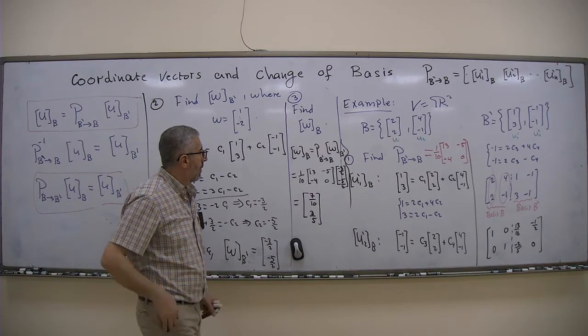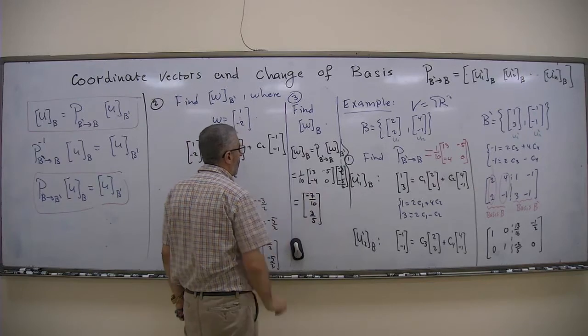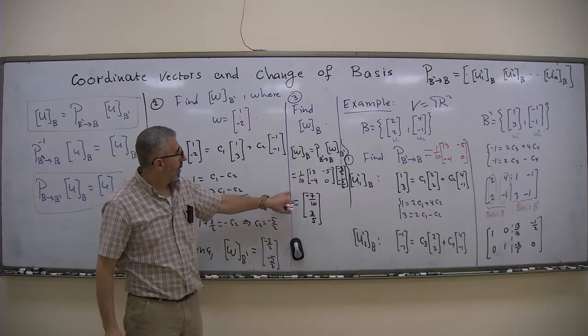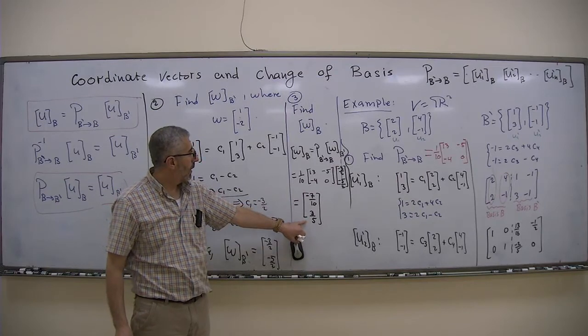I think there is a negative sign here. That is negative, that is positive, so there is a negative sign. All right, and that one is positive. 12 over 2 is 6, 6 over 10 is 3 over 5, yes.